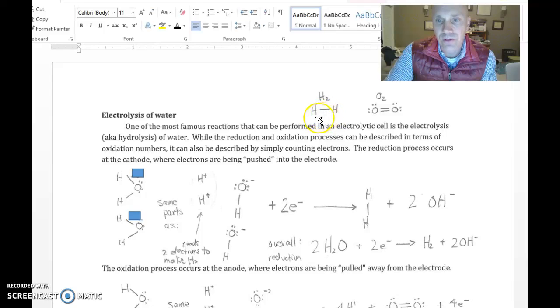Recall that a hydrogen molecule is two hydrogens with a single bond, so there's two electrons there. And this is the structure of oxygen. You can count that there's 2, 4, 6, 8, 10, 12 total valence electrons in that molecule. So in the reduction of water, this is going to be where the hydrogen atoms in the water get reduced to make a hydrogen molecule.